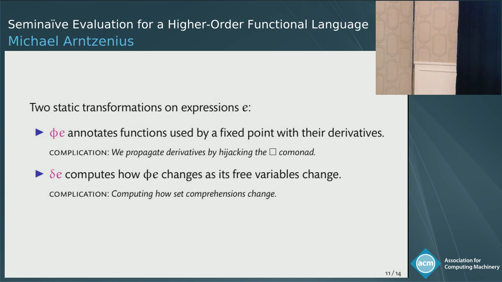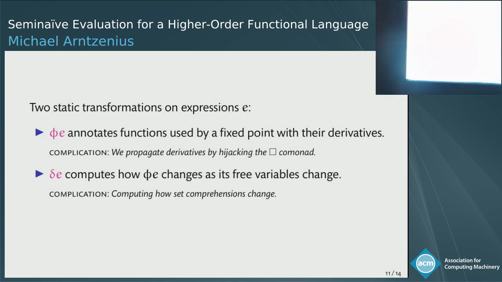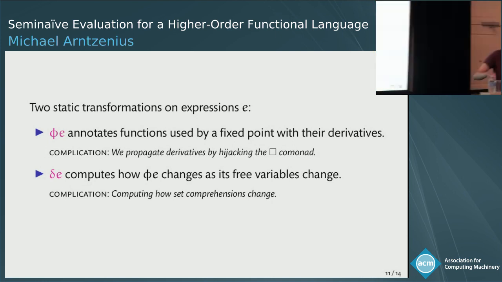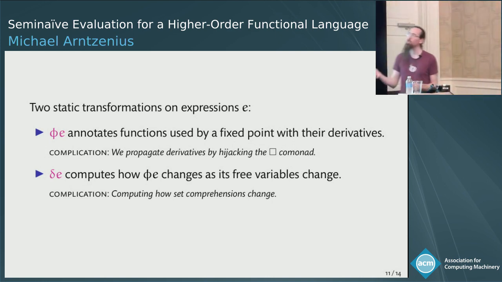But I said there were details. One of them is we don't just need the derivative of the function we're taking the fixed point of. If it calls other functions to find that derivative, we need their fixed points. And what we actually do to accomplish this is we hijack the box comonad to propagate derivative information through our program. I can perhaps say a little more about that at the end if people are still interested.